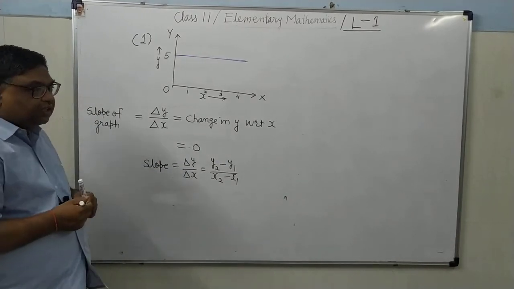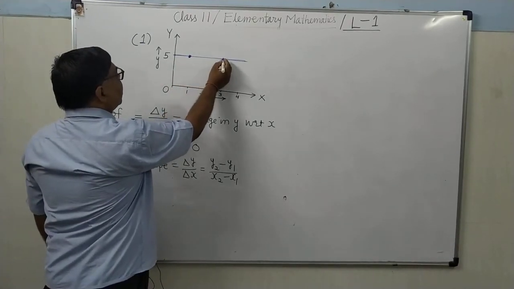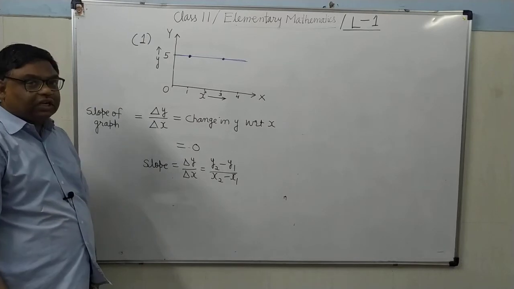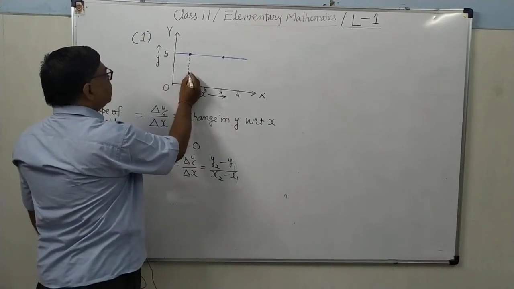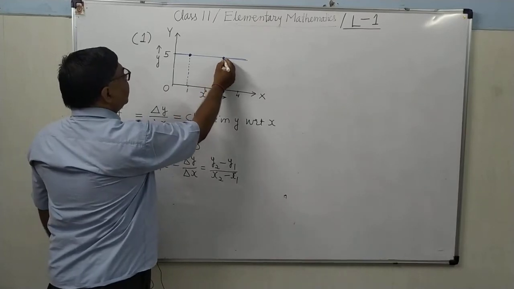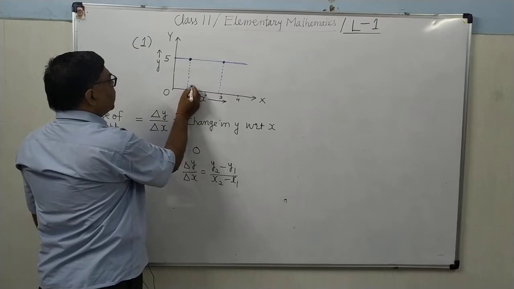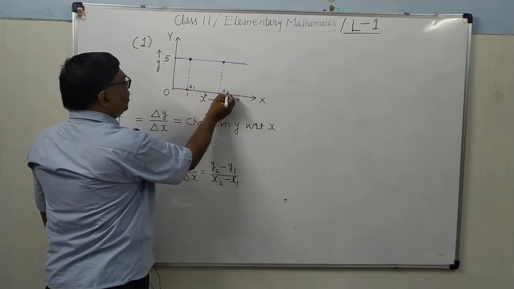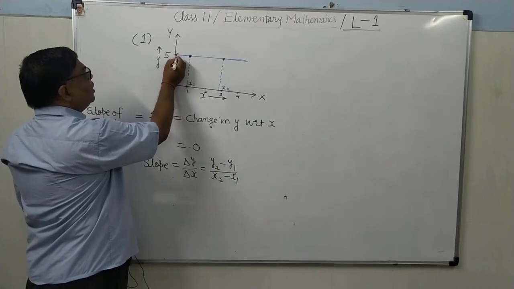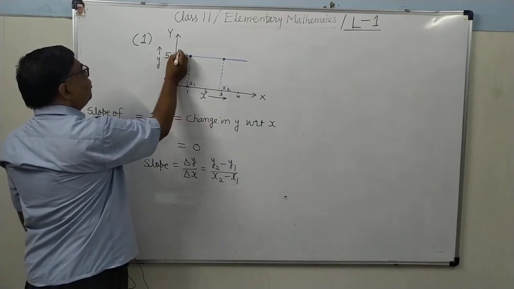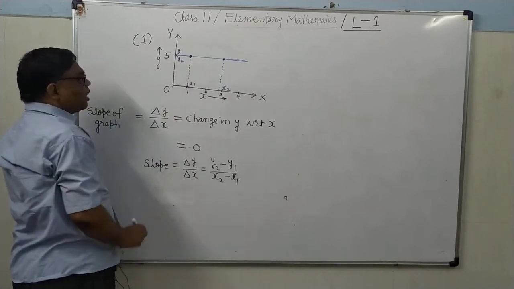How will you determine the slope of this graph? You take two points on the graph. Find out their values on the x-axis. This value will be x1, and this value will be x2. Then you find their values on the y-axis. So this value will be y1, and for this the value on the y-axis will be y2.